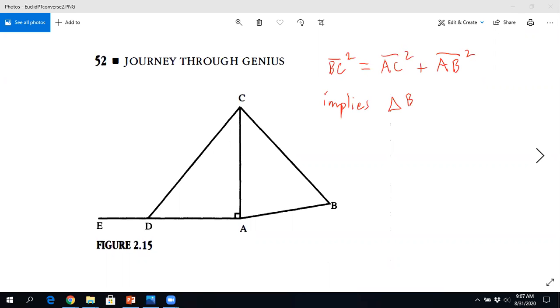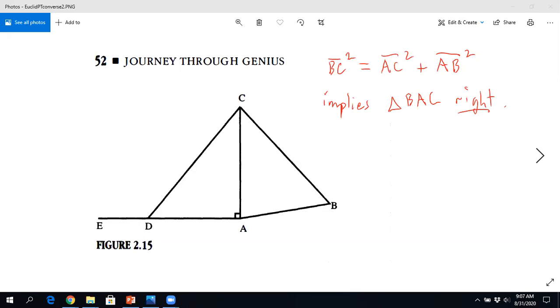Triangle BAC. I always like to put the right angle, triangle BAC. What will fall out of this is that angle BAC is necessarily going to be a right angle, since BC is our hypotenuse. It's the long side, the way that we've written this. Implies triangle BAC is right. Okay.